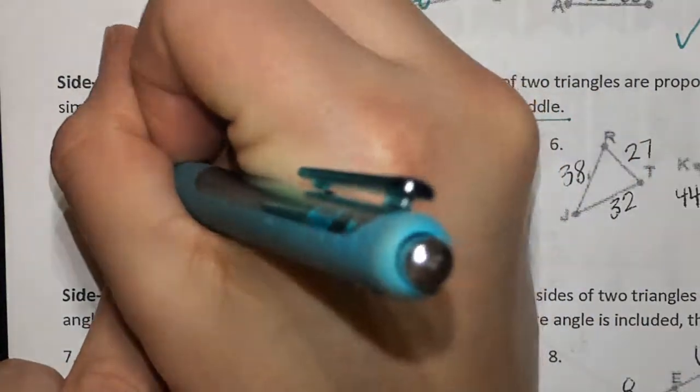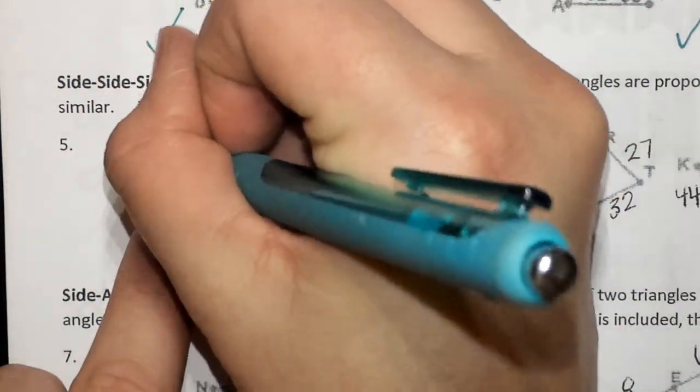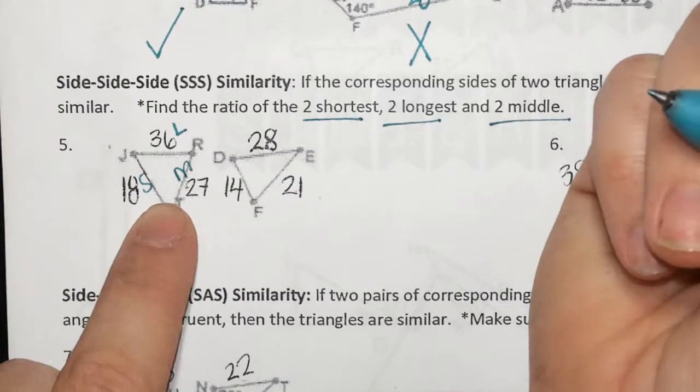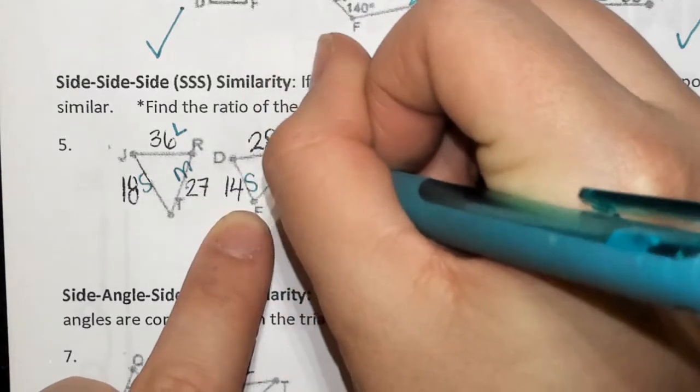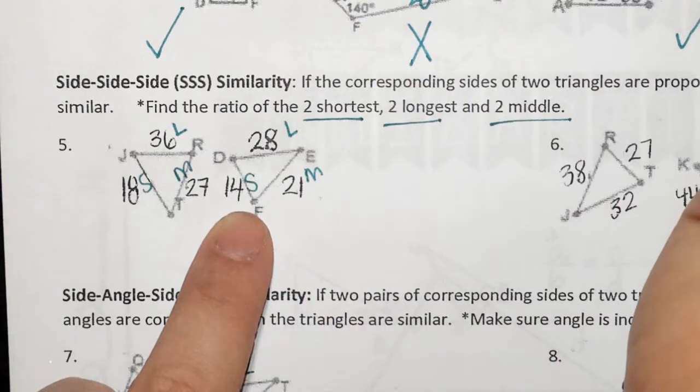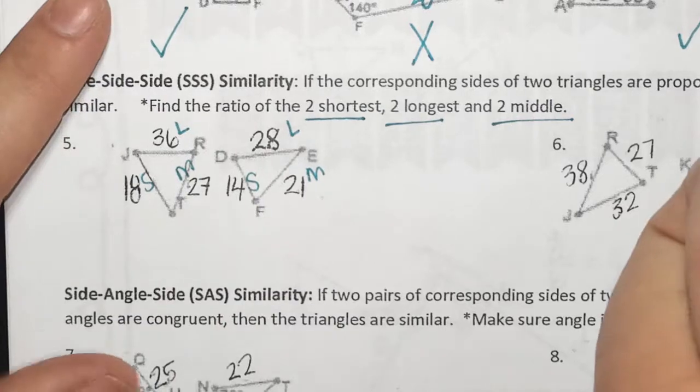Well, 18 is the smallest, 27 is middle, 36 is long. So I'd go through and write small, medium, large, small, medium, large. So on this one, 14 small, 21 medium, 28 large. So now we know how to set up our proportion.